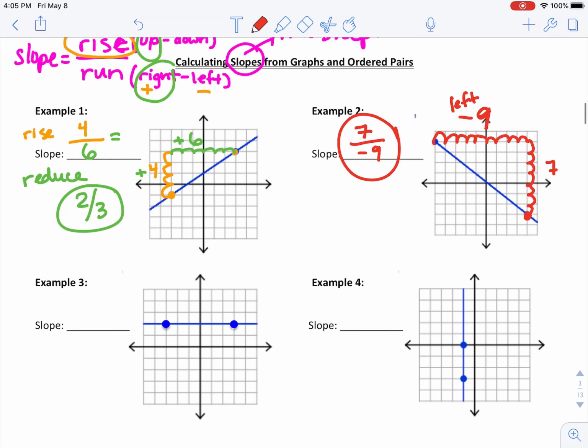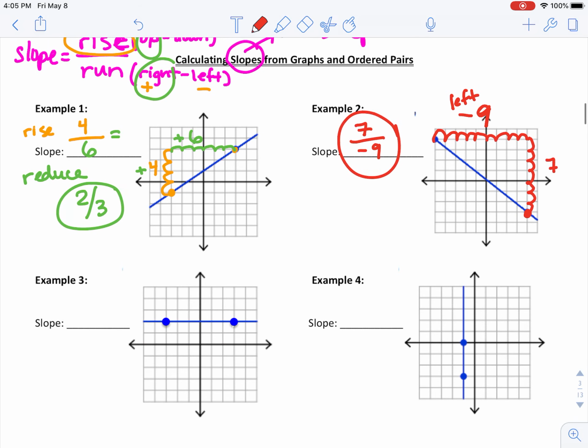Okay, let's try example 3. It's a little different. I want to know how much I rise. Well, from this point to the next one, I don't rise at all. There's nothing I'm going up or down because I'm just going straight across. So that's a rise of 0. Okay, but I do run on this one. Let's count how far we run. 1, 2, 3, 4, 5, 6. So my run is 6. Well, 0 divided by 6 is just 0, and that's our answer.